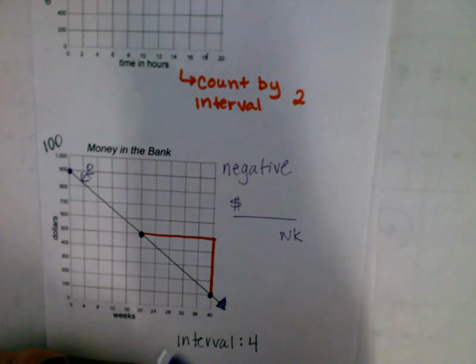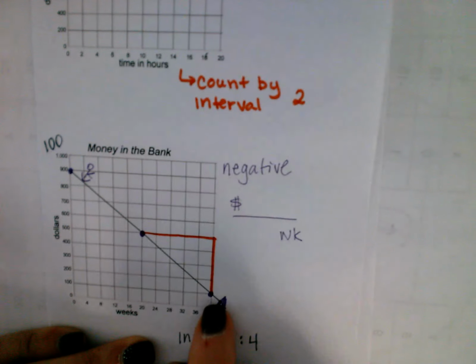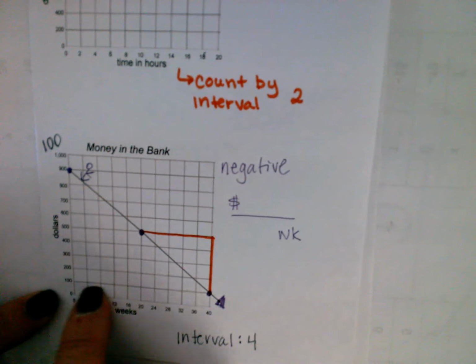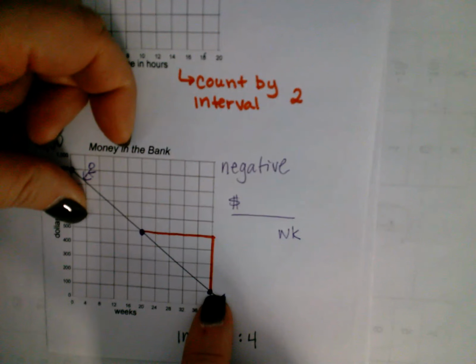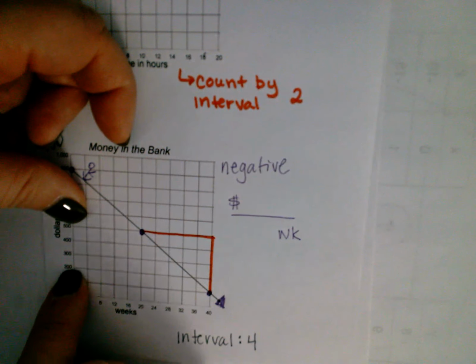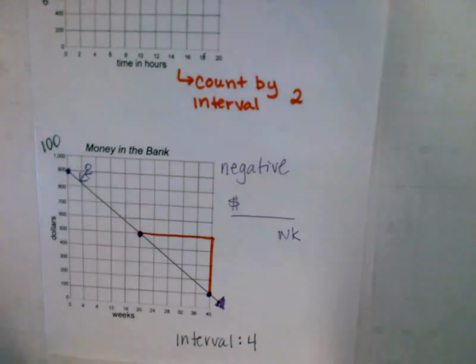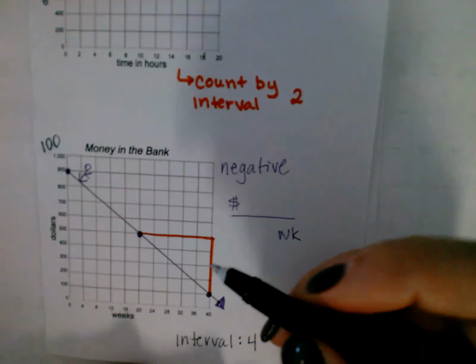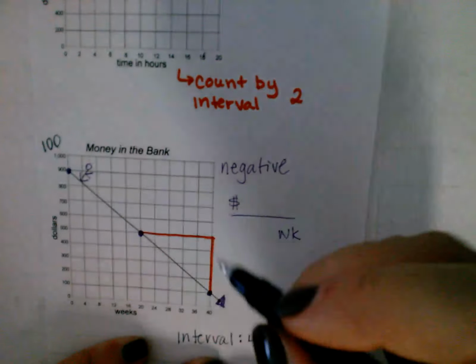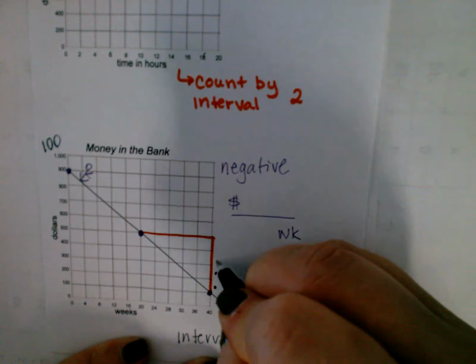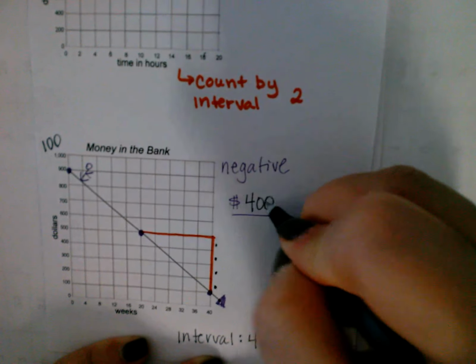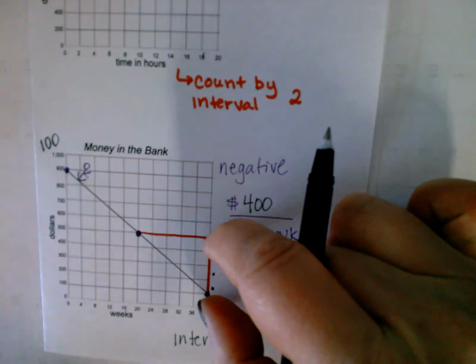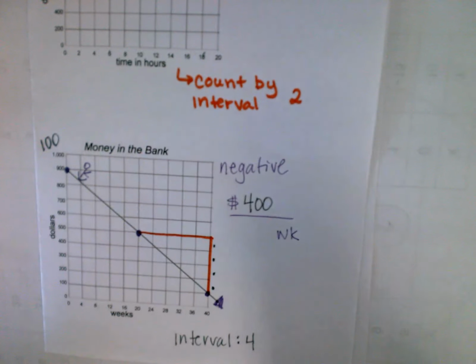So let's talk about how tall is this triangle. If we want to look, we start our triangle at 100 and it goes to 500. So between 100 and 500, it should be 400. But we could count to check. Intervals of 100, so 100, 200, 300, 400, definitely. $400 was the change between these 2 points.